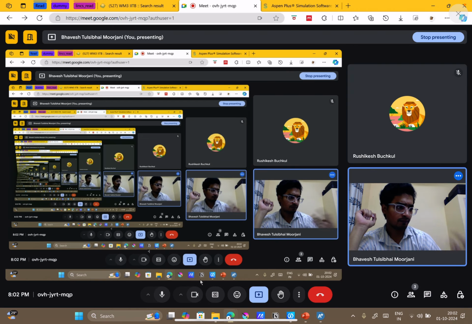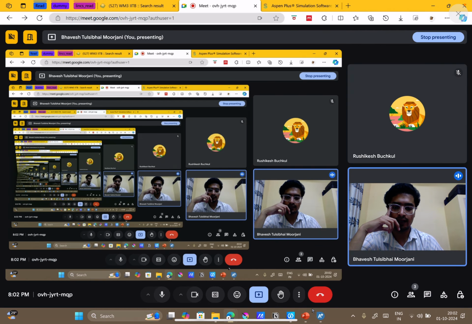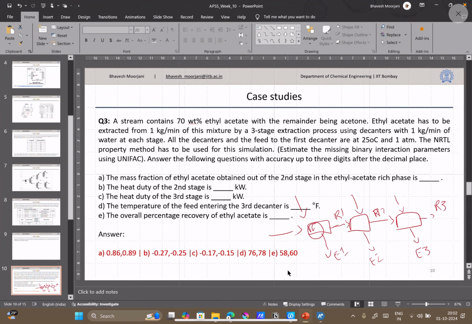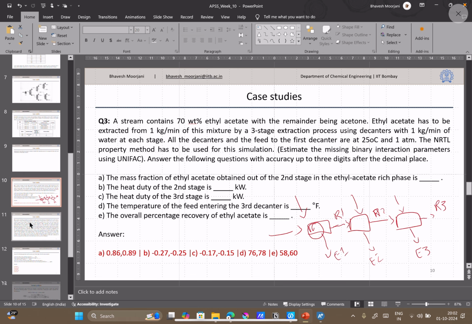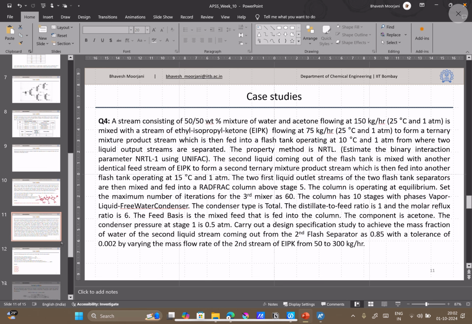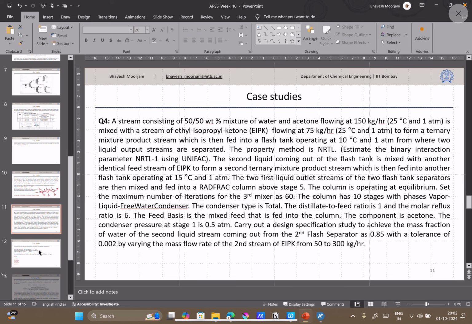Anyway, we are at the end of the session, so maybe next time I can take this problem. At the start of the next class, we will solve this problem first. Again, it's a very straightforward problem. Once that is completed, then we will move ahead with another example. So question 4 also I had taken for this week's class.